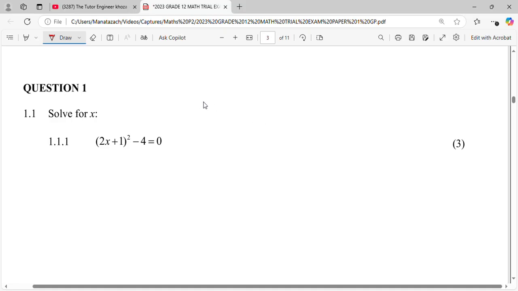Today I'm going to show you how to solve for x given a difference of two squares. So today we're going to be doing this topic, difference of two squares. We actually start it from around grade 8 all the way to grade 12. So this is a typical grade 12 question.